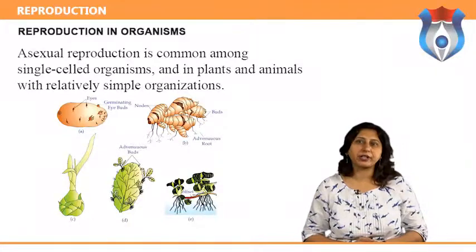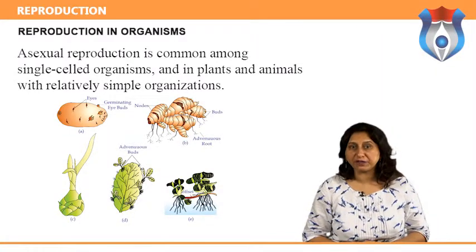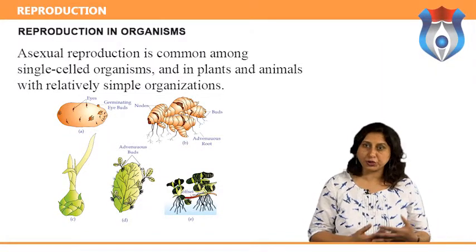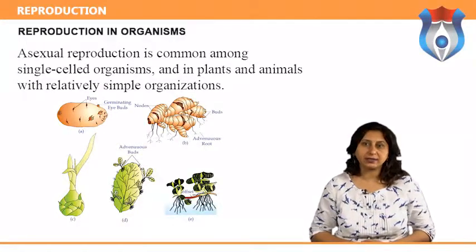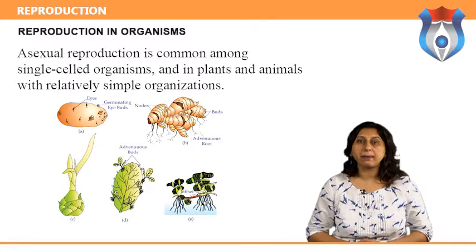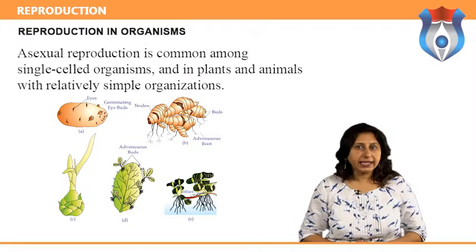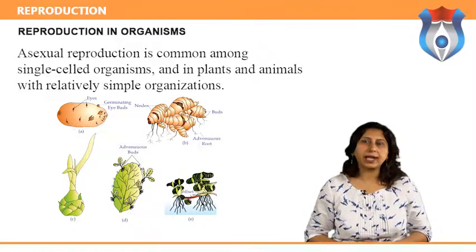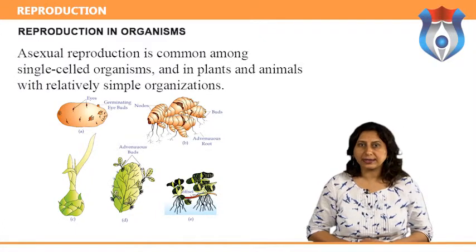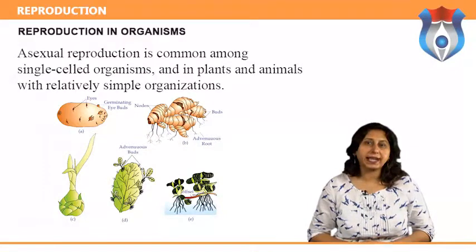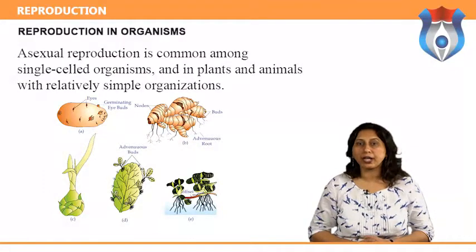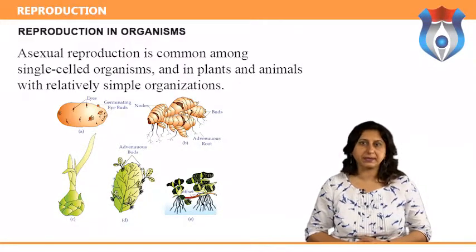Many single-celled organisms reproduce by binary fission, where a cell divides into two halves and each rapidly grows into an adult. Example, amoeba, paramecium. In yeast, the division is unequal and small buds are produced that remain attached initially to the parent cell, which eventually get separated and mature into new yeast organisms.